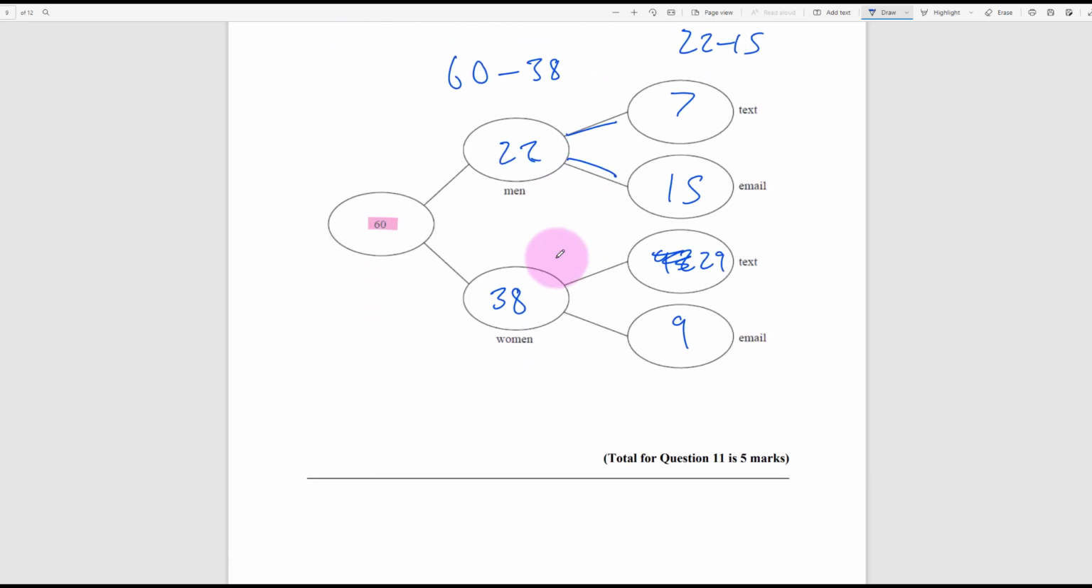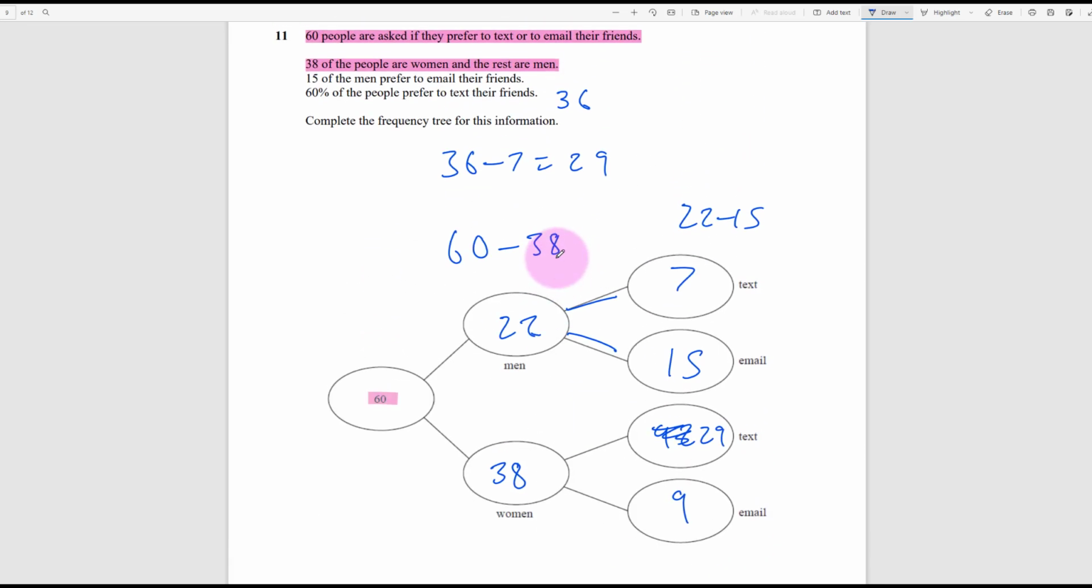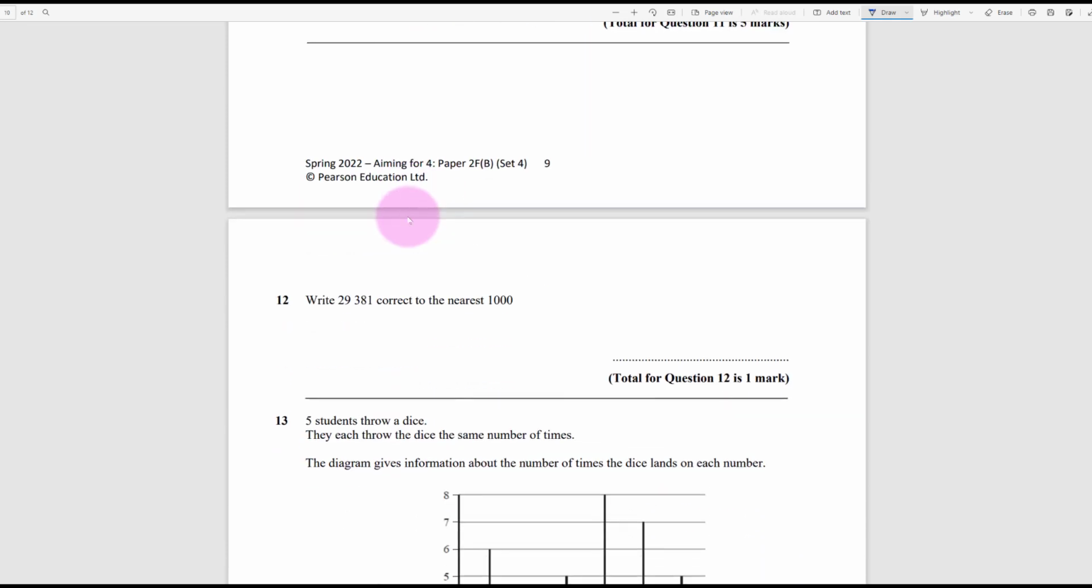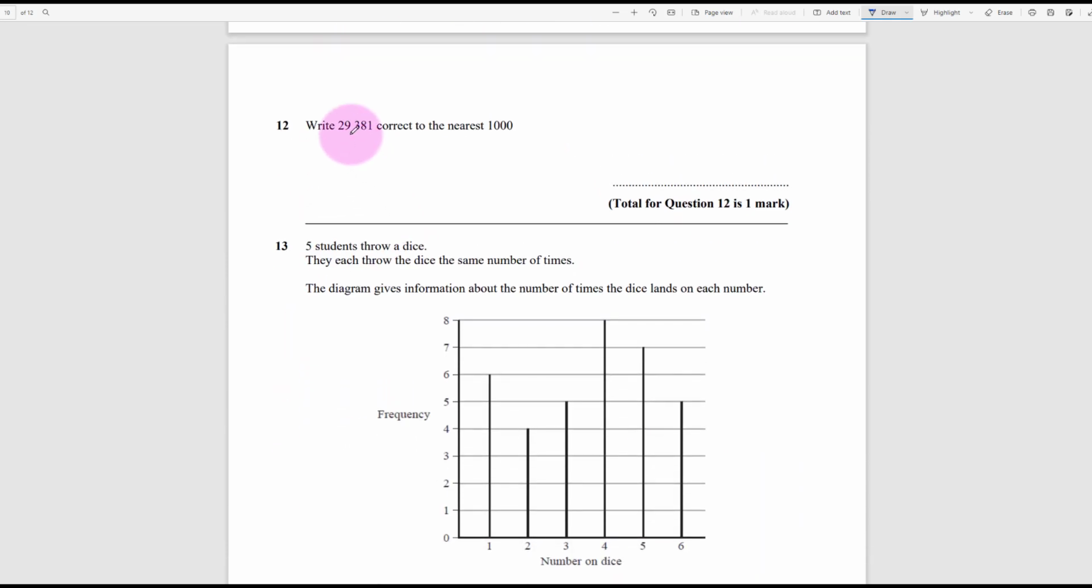Break that down, fill in what you can. That should be a straightforward 5 out of 5 marks, and many of you did not get that. Okay, work out each stage. This bit is the thing to unlock 60% of the people. Remember we did 60%, which is 0.6 times 60, or you can use 60% on the calculator and then times it by 60, and then it gives you your 36. That's key information to complete the frequency tree. Correct to the nearest 1000, that's the 1000 number. You can see the next number is not 5 or more, so it stays the same, 29,000.